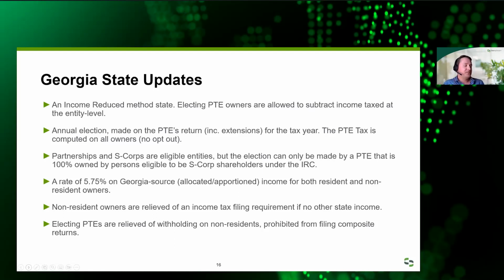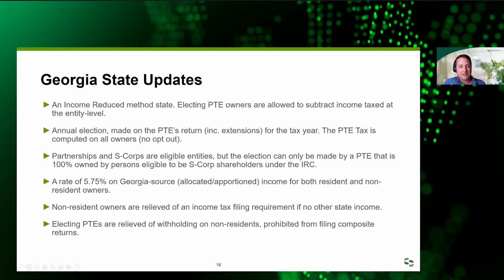So Georgia, their methodology is an income reduced method. Owners are going to be able to take that deduction on their Georgia returns for the amount of income taxed at the entity level. For Georgia, they're taking a methodology where it would be Georgia sourced, apportioned, or allocated income for both residents and non-residents of Georgia. So this is yet another issue where states take different approaches. The oversimplification before was the income reducer or credit method state. But even within that, there are so many different approaches as you start to really drill down.